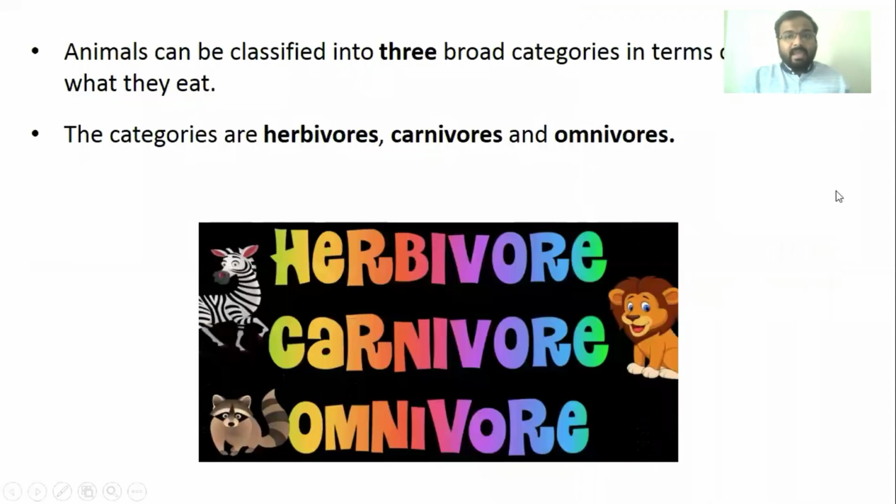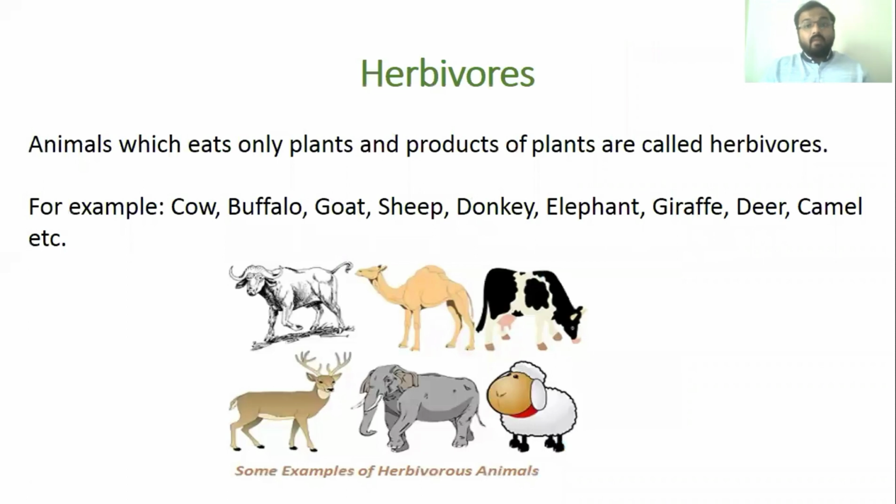Animals can be classified into three broad categories in terms of what they eat. The categories are herbivores, carnivores, and omnivores. We can classify animals into three broad categories on the basis of their eating habits, that is herbivores, carnivores, and omnivores. Very important. Let's see what are herbivores. How can we define herbivores?